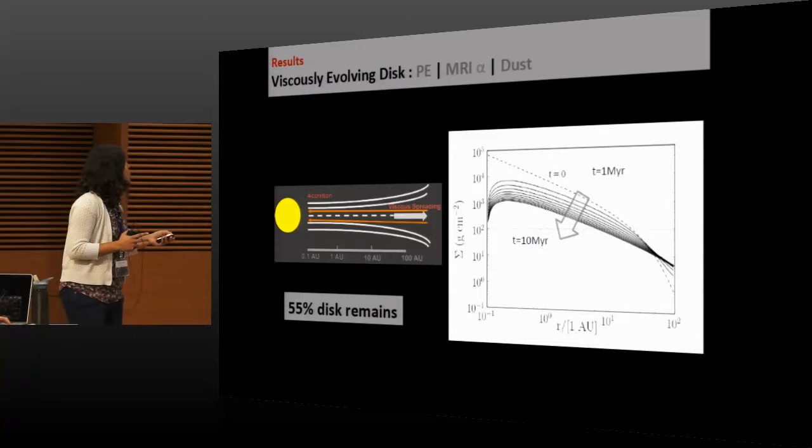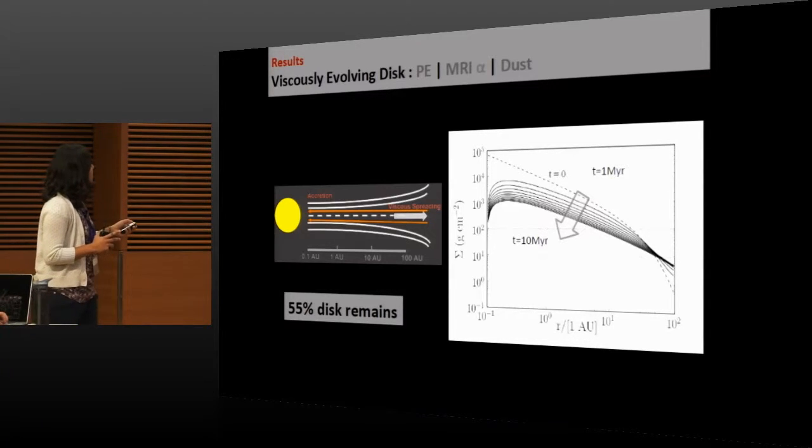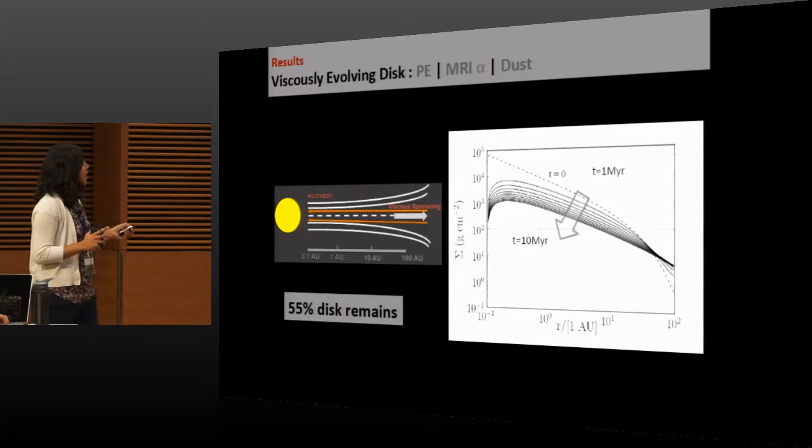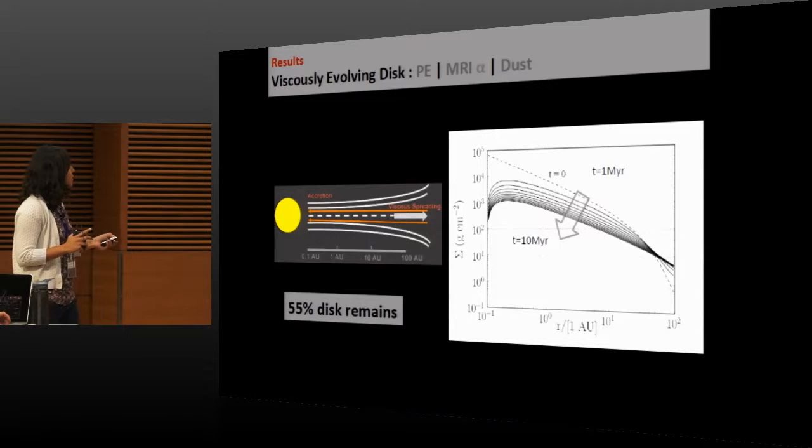And finally, to go to our results, I'm showing you the first, a viscously evolving disk case. To describe this graph a little bit, this is the surface density on a log-log plot with the radius. The radius goes from 0.1 AU to 100 AU here. The dashed line is the initial profile of the disk, and each of the solid lines is at each subsequent million years of evolution, from 1 million years to 10 million years.